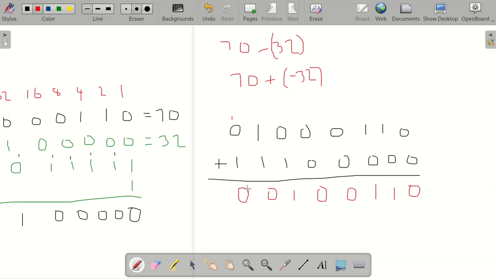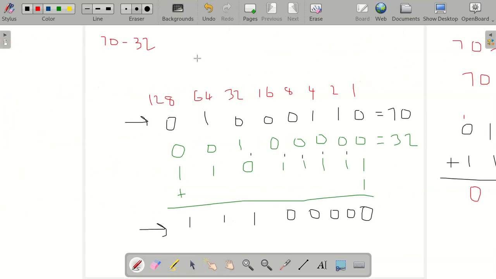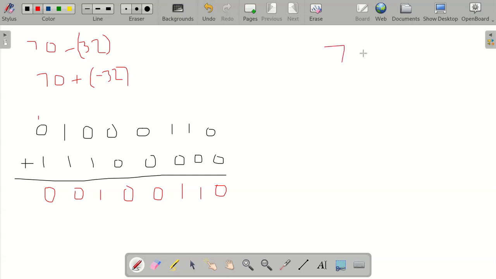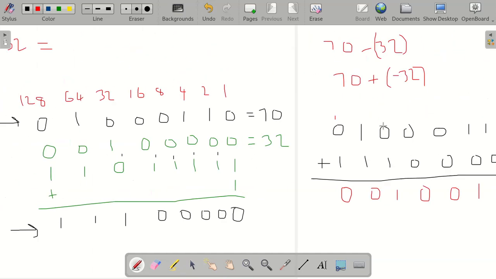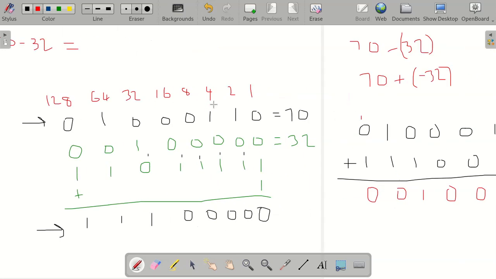So this is 2's complement. Another rule, and this is our first time encountering it. Let's just ask ourselves a question: what is 70 minus 32? So that we confirm something. 70 minus 32: we borrow a 1, this becomes 6, this 10. 10 minus 2 is 8, then 6 minus 3 is 3. So we have 38.